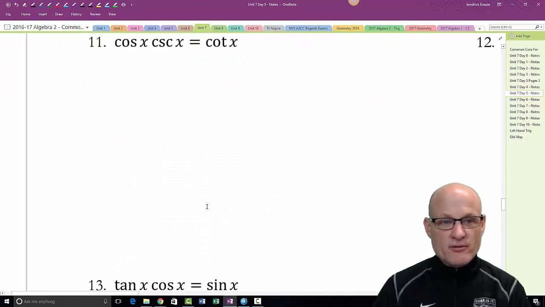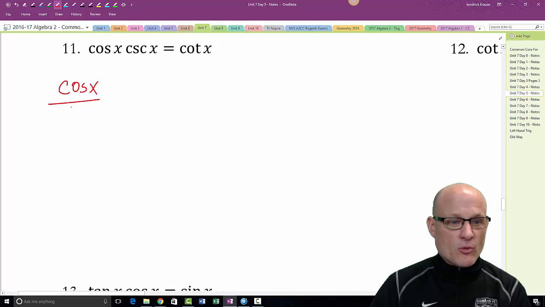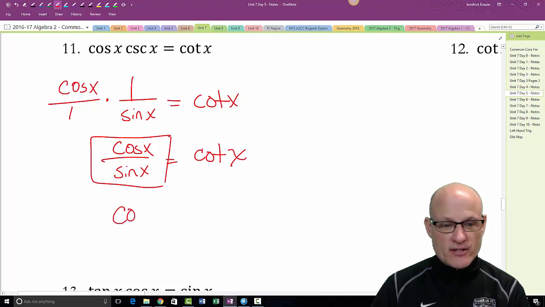Again, pause the video. Try this one on your own. This one's not bad. The next page is going to get a little ugly. Cosine x over 1 times 1 over sine x. Does that equal cotangent x? Well, this is cosine x over sine x. And yes, you need to show these steps. You need to show your work. What is cosine x over sine x? Oh yeah, that's cotangent x, and that equals cotangent x. Ka-ching!